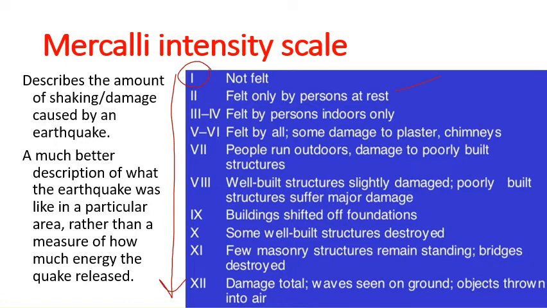On a Mercalli scale of 2, only people who were sitting still could feel it. 3 or 4, if you were in a house, because the house is going to transmit the shaking a lot more, only people inside would feel it. Now, this is a much better scale to describe what happened as a result of that earthquake, because we don't know anything about some number of tons of TNT, but we do know what it feels like. Well-built structures slightly damaged. Well, okay, an 8 means we had a little bit of damage. Poorly built structures suffer major damage.